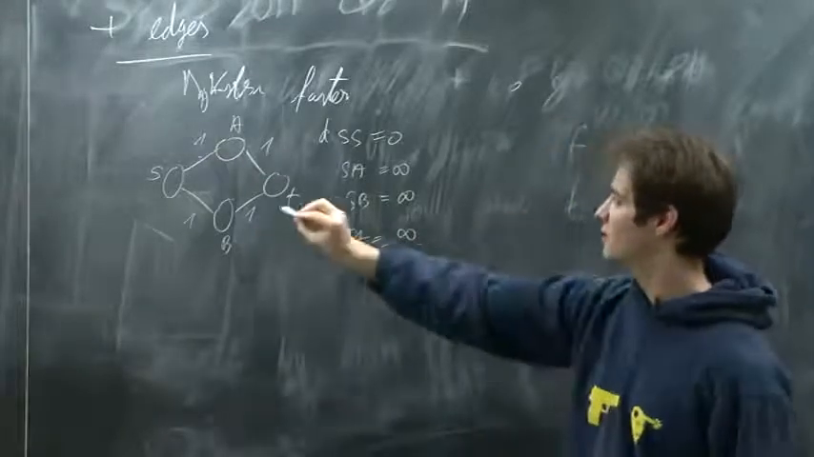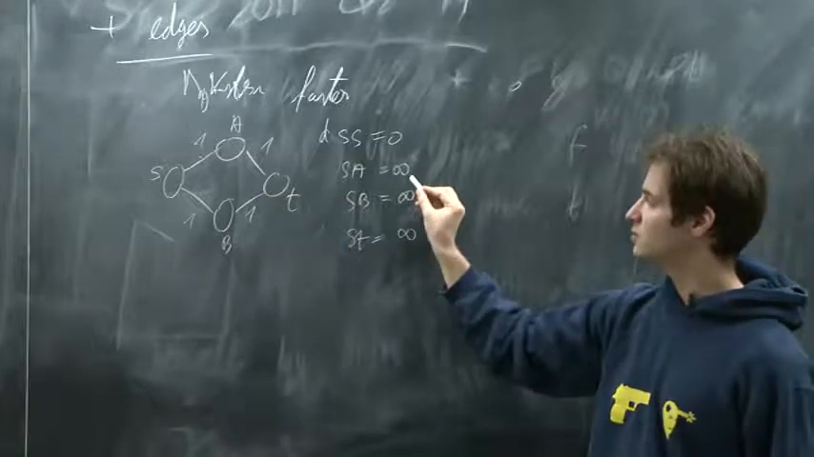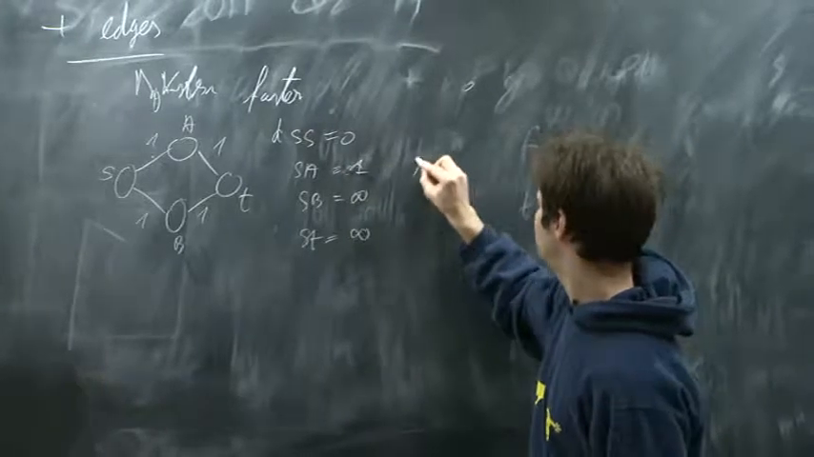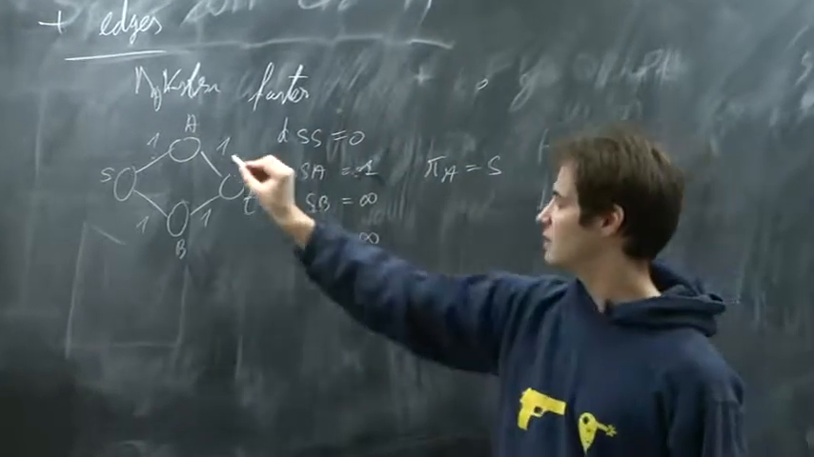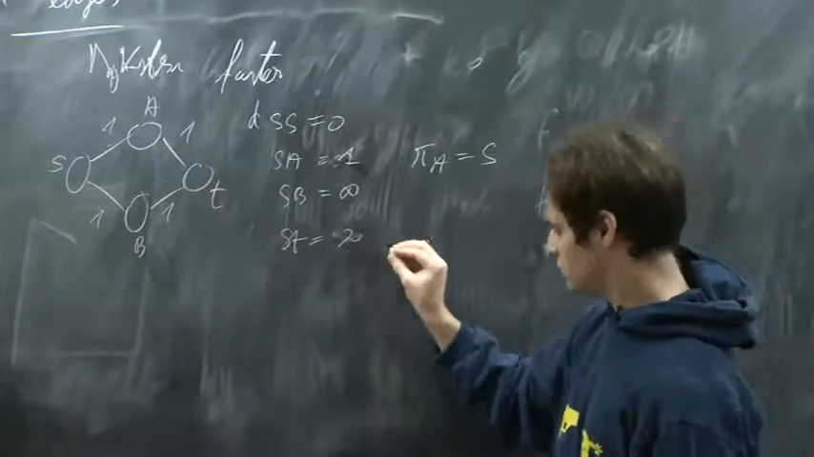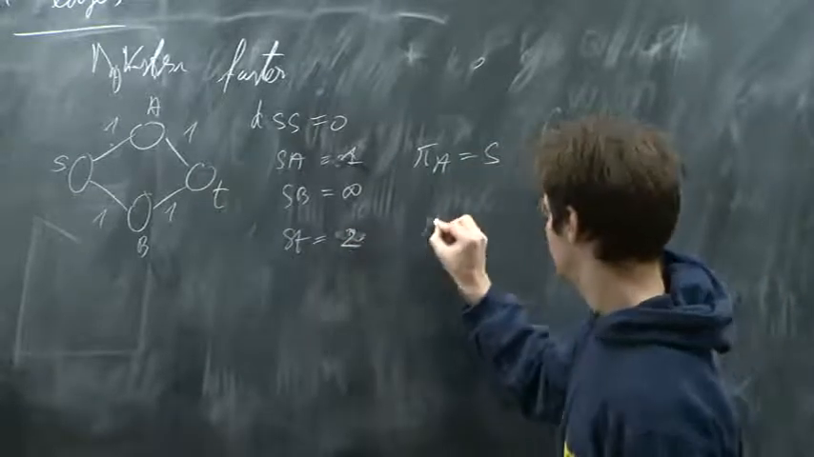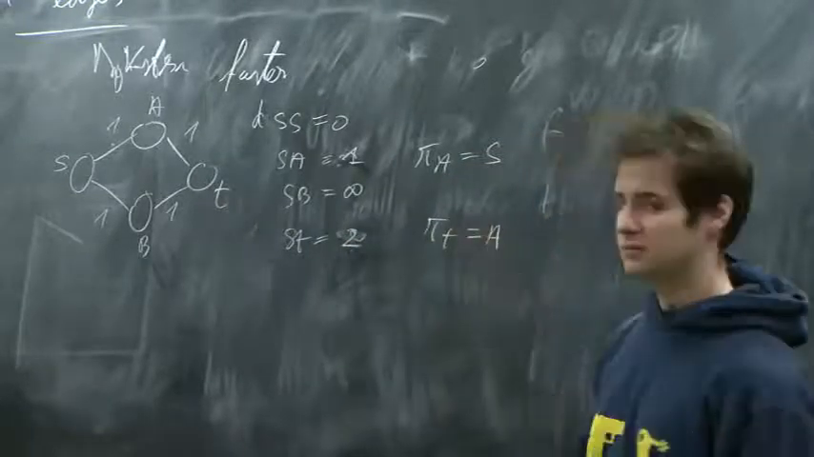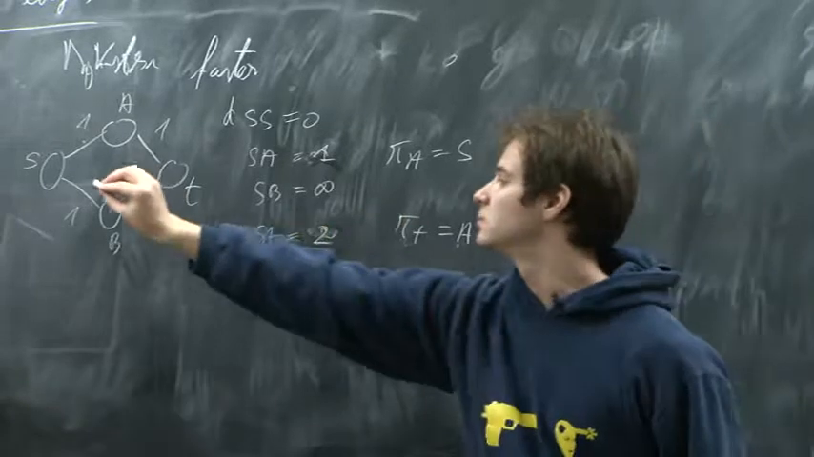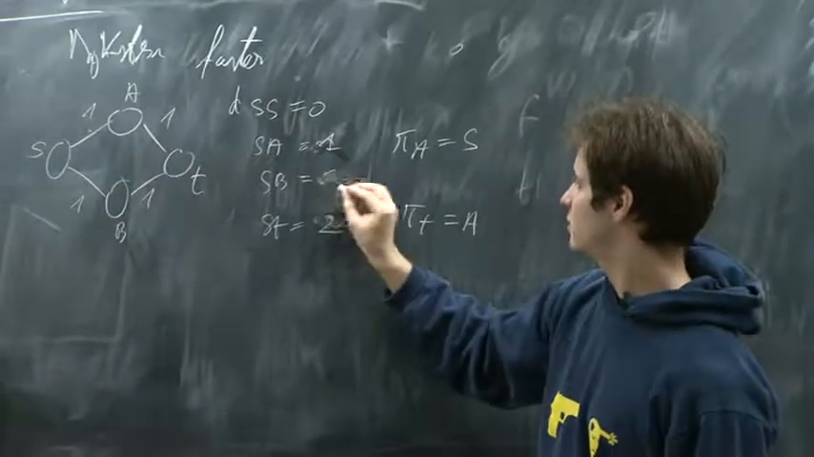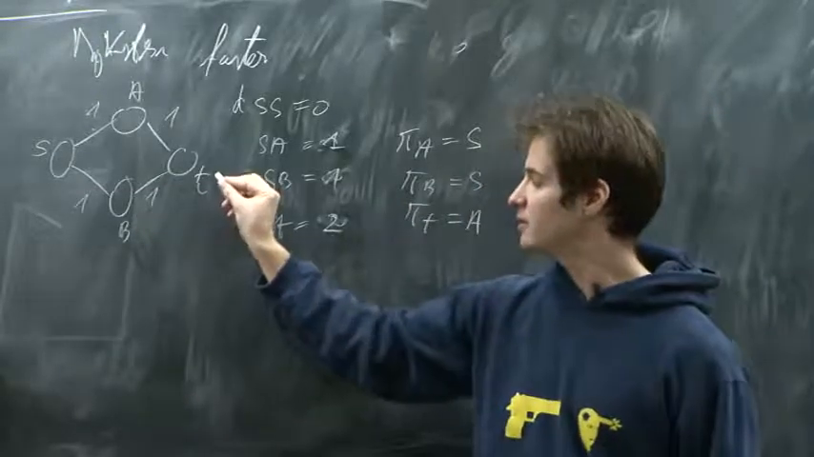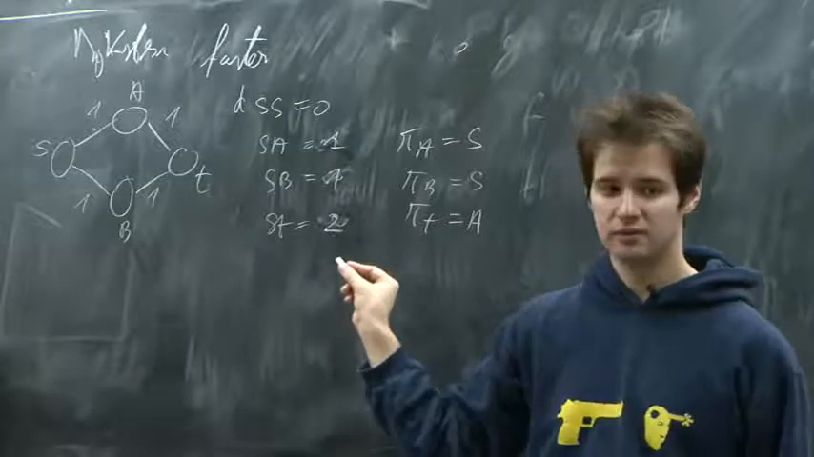What am I going to get? If I relax SA, then the distance from S to A is going to become 1, because it's 0 plus 1. And then the parent of A is going to be S. Now say I relax AT. The distance from S to T is going to be 2. Sorry, the parent of T is going to be A. Now I'm relaxing this one. This is going to become 1, and the parent of B is going to become S. And as I'm relaxing this one, nothing happens because I already had the distance of 2.